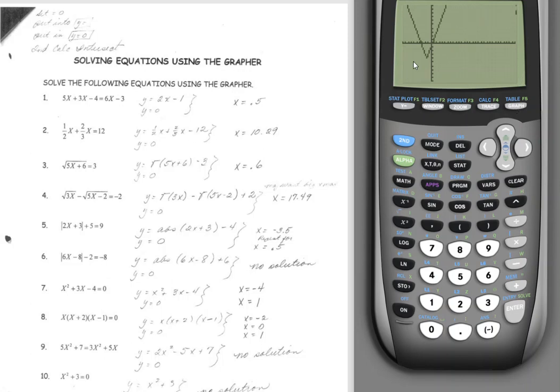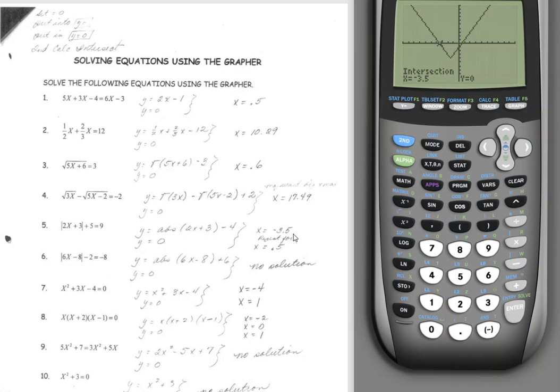All right, let's graph. We have 2 places. Well, remember we changed the window. I'm going to go back to a Zoom 6. I don't think we need that big window and we can see it better. All right, second, calc 5, enter, enter, enter. There's the 0.51. And then we'll do it again. Second, calc 5. Use your left arrow to move over. Enter, enter, enter. And you get -3.5.